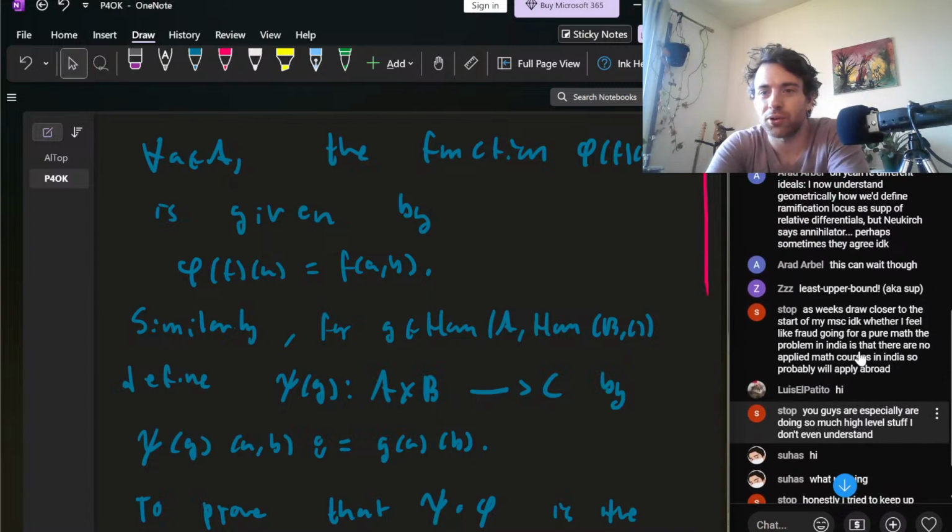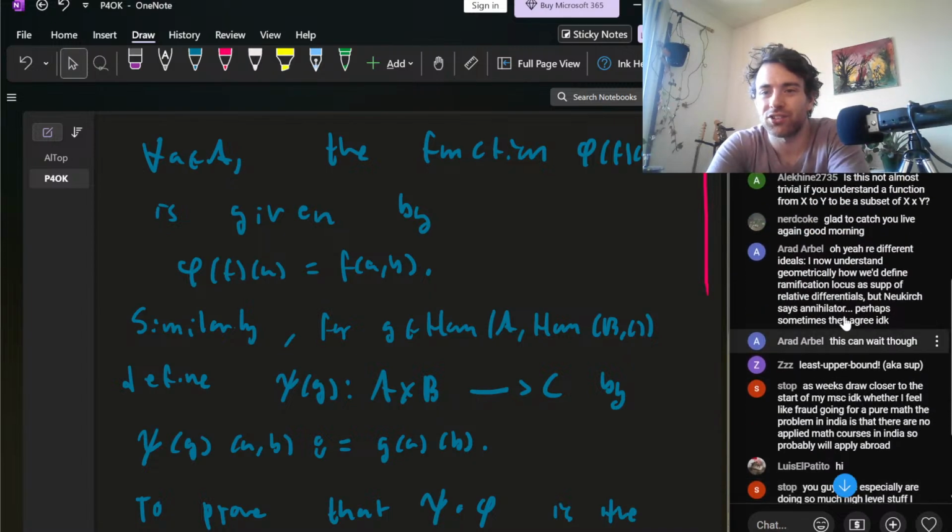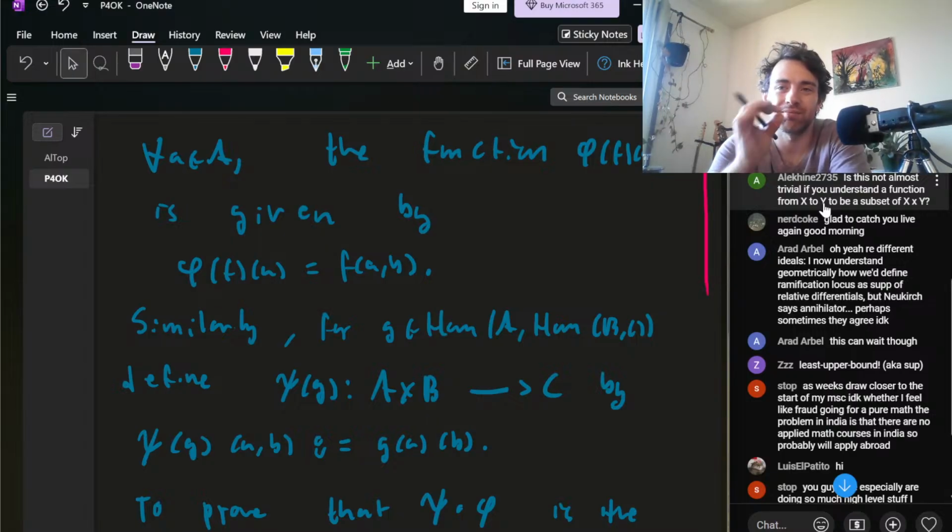I don't think this person will understand the suggestion from Alakeen in chat, but I absolutely love this suggestion. That it's to use the actual formal definition of a function as a subset of the Cartesian product. Beautiful.